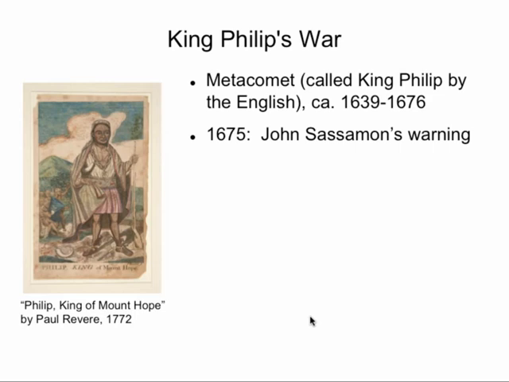to Christianity. What triggered King Philip's War was an incident in 1675 when a Christian Indian named John Sassamon went to the leaders of the Plymouth colony and said, "Hey, I've heard that Metacomet, King Philip, is getting ready to attack the white settlements." So he warned them that this was about to happen.